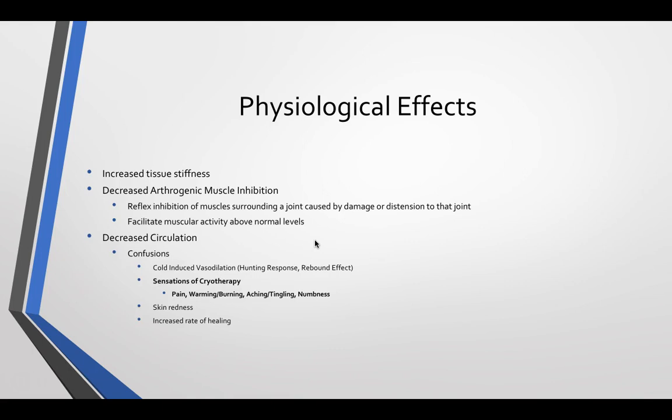Decreased circulation. Research shows that there is a decrease in circulation due to cold. We vasoconstrict the arteries leading to the area. We get that decreased circulation because of the blood viscosity. There is some confusion with this. A long time ago, people were confused because the tissue turns red, and red usually means warmth. They were actually finding, when they measured, especially in fingers, that after a certain amount of cold we were seeing vasodilation, what we called the hunting response or the rebound effect.